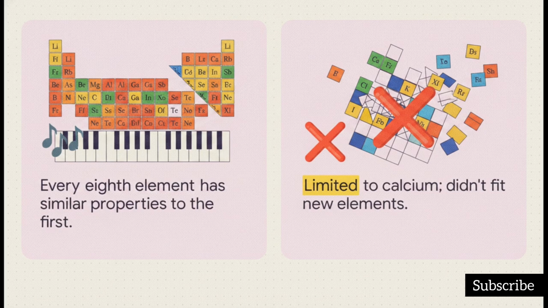Next up, John Newlands gave it a shot with his law of octaves. He lined elements up by an increasing atomic mass and noticed a musical kind of pattern. Every 8th element acted like the first one. But this rigid rule of 8 had some major flaws. It totally broke down after calcium. To force his law to work, he ended up jamming completely different elements together, and worse, his system had literally zero room for any new discoveries.